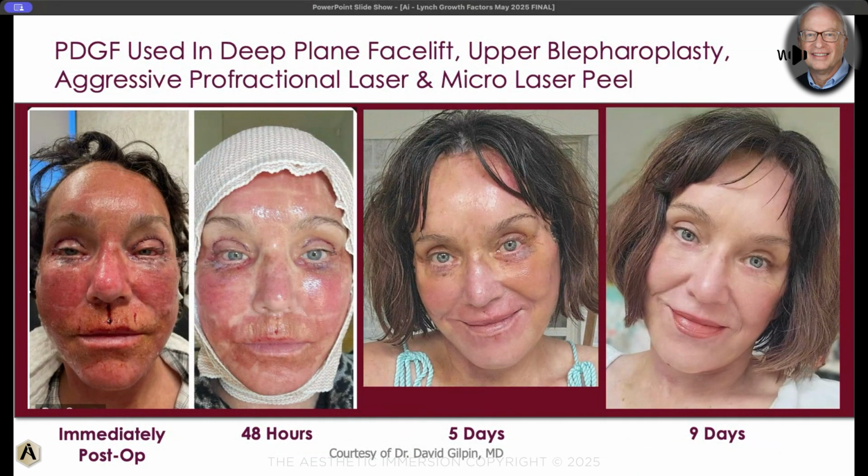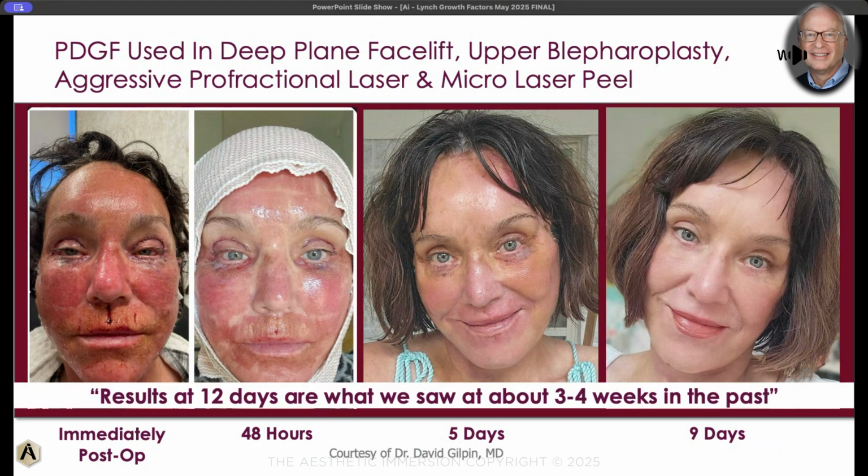Here's a deep plane facelift, buccal fat, ProFractional laser, and laser peel, immediately post-op with PDGF, and I'm going to talk about that in a second. 48 hours, 5 days, 9 days. The comment from this plastic surgeon was the results at 12 days are what we typically see in about 3 to 4 weeks in the past without the use of the PDGF.